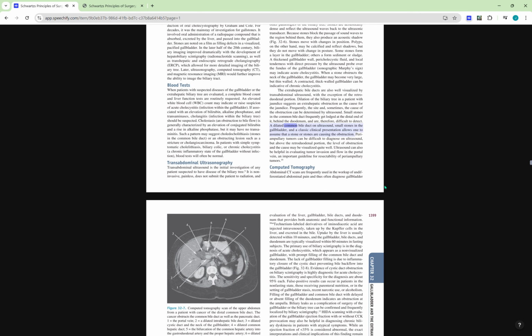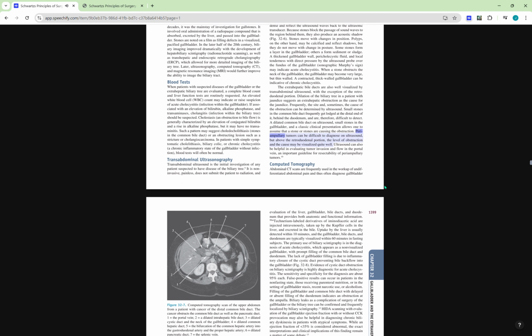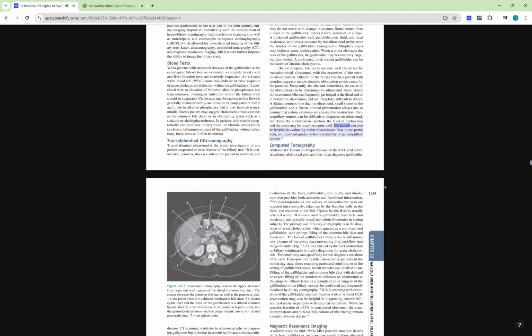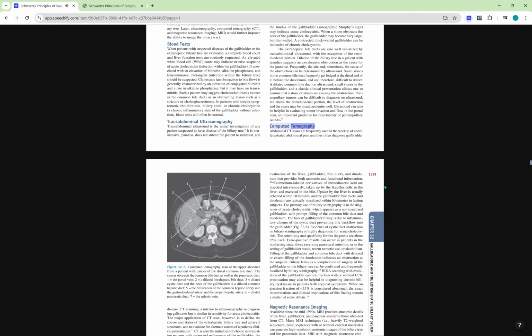A dilated common bile duct on ultrasound, small stones in the gallbladder, and a classic clinical presentation allow one to assume that a stone or stones are causing the obstruction. Periampullary tumors can be difficult to diagnose on ultrasound, but above the retroduodenal portion, the level of obstruction and the cause may be visualized quite well. Ultrasound can also be helpful in evaluating tumor invasion and flow in the portal vein, an important guideline for resectability of periampullary tumors.